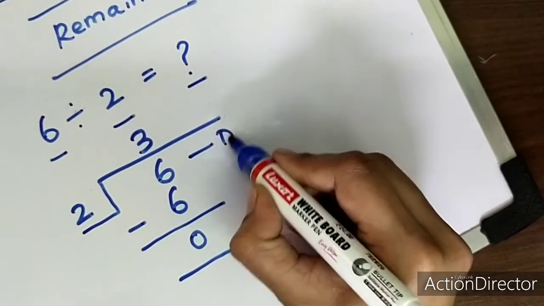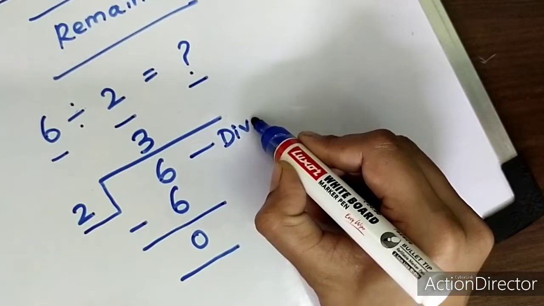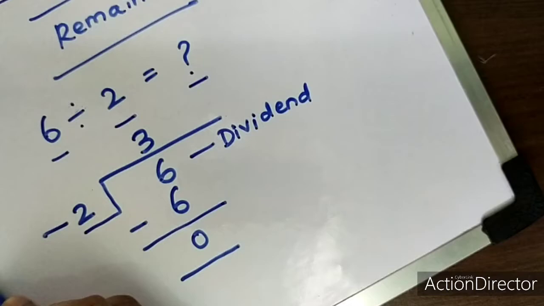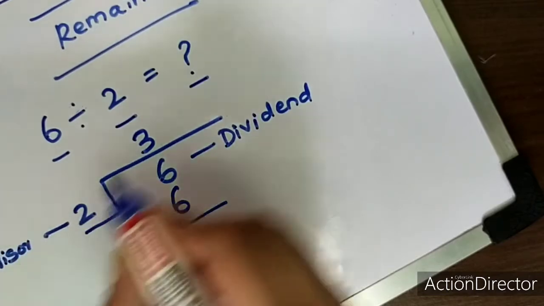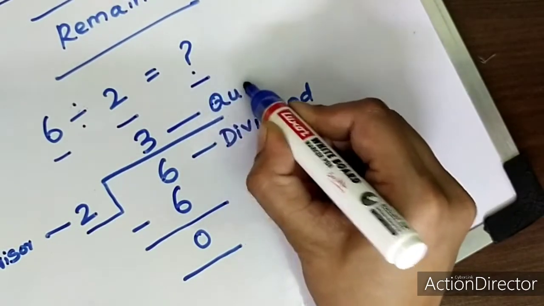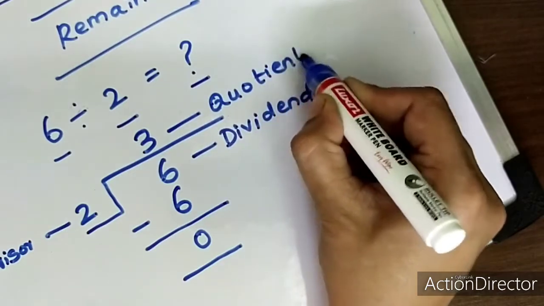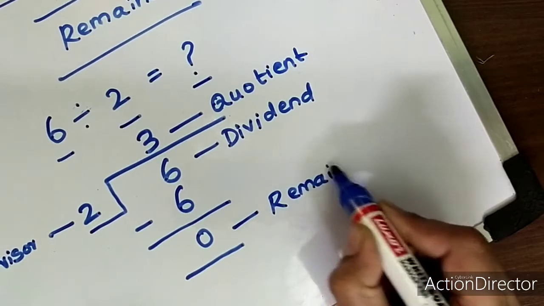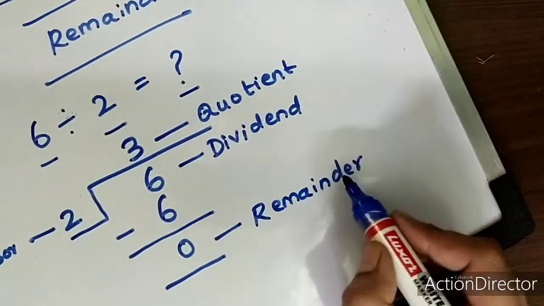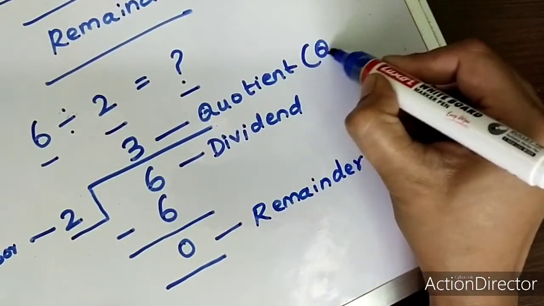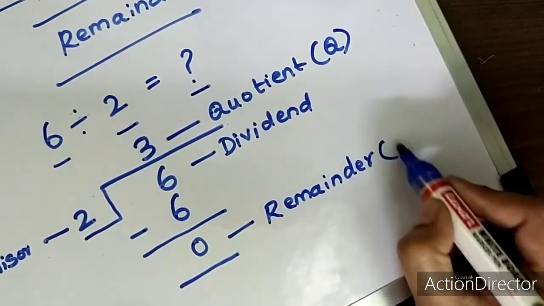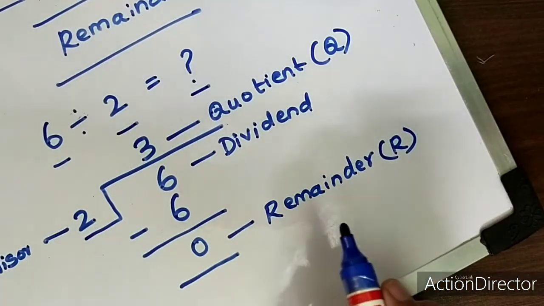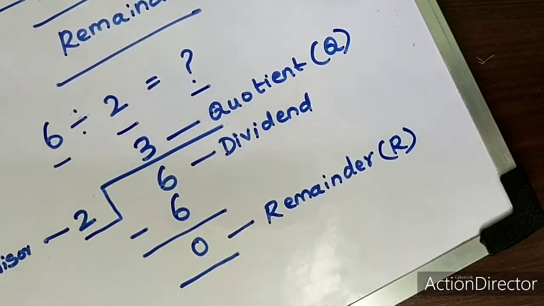Here 6 is the dividend and 2 is the divisor, 3 is the quotient, and 0 is the remainder. Quotient is denoted as Q, and R means remainder. Q means quotient and R means remainder.